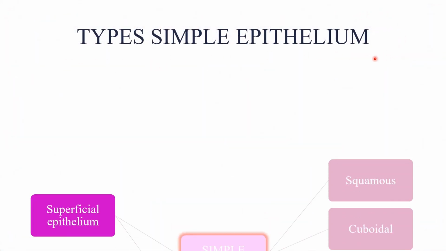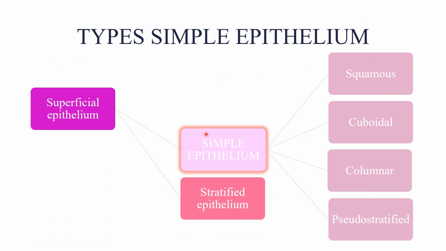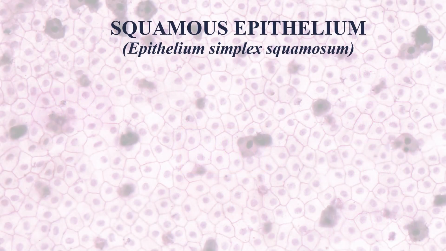We'll talk about the types of that simple epithelium. As I already mentioned, simple epithelium is a type of superficial epithelium, just as stratified epithelium, which has more than one line of defense or line of cells, while simple epithelium has only one line. So you have the squamous epithelium, cuboidal, columnar, and pseudostratified. First, we'll discuss the squamous epithelium or epithelium simplex squamosum.